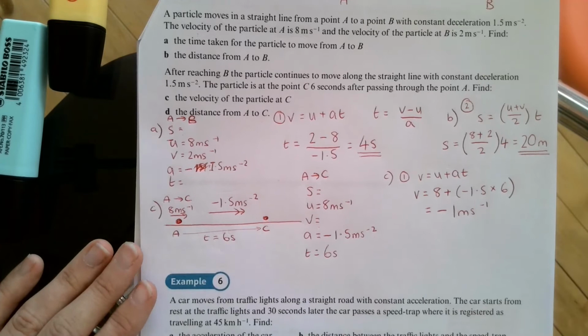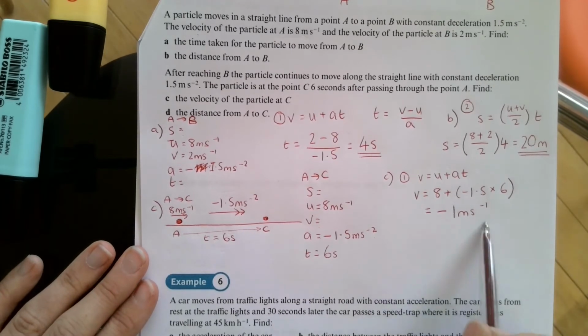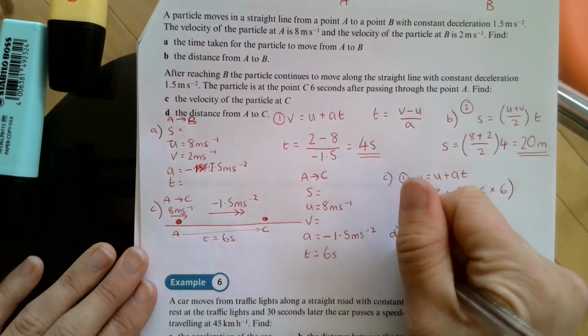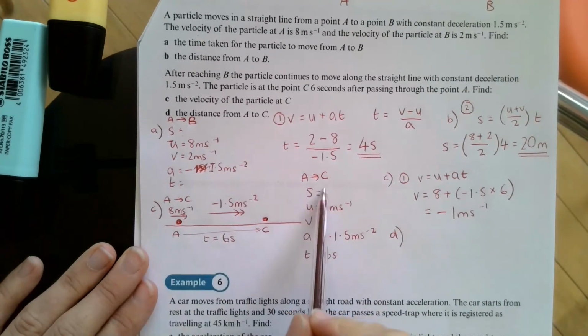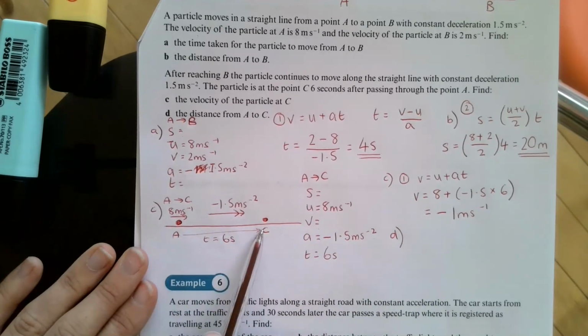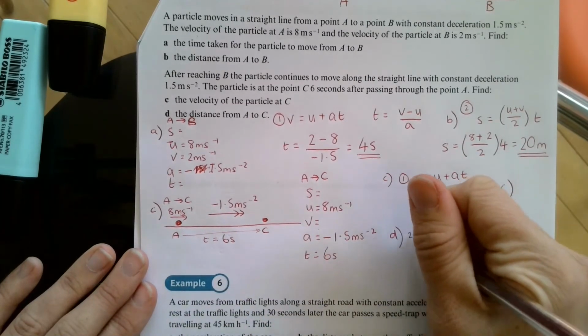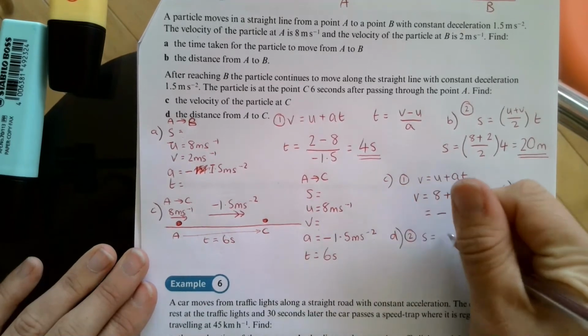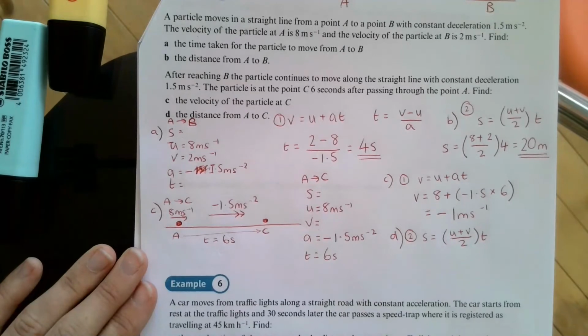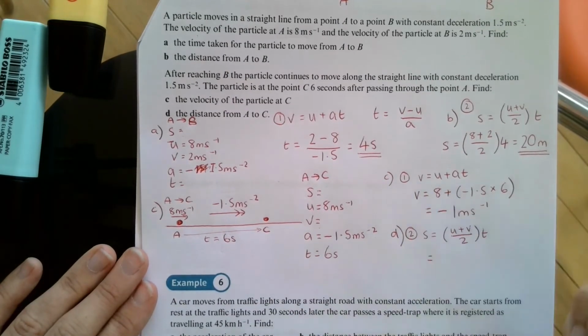And that's perfectly fine. It doesn't matter that we've got a negative there, it's just telling us the direction of the particle. Now if I look at part D, it wants the distance, so it wants me to work out what S is. The displacement from A to C. So I'm going to use equation 2. S is equal to U plus V all over 2 multiplied by t. And I'm going to substitute everything I know in again.